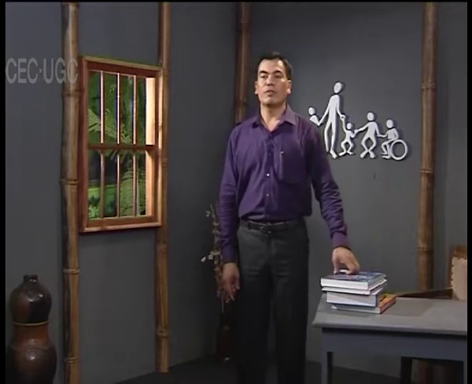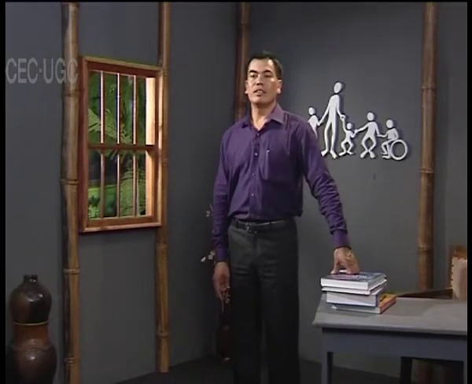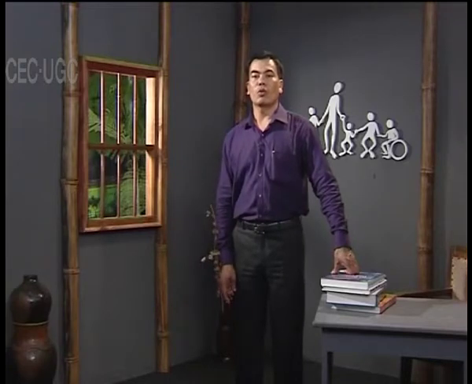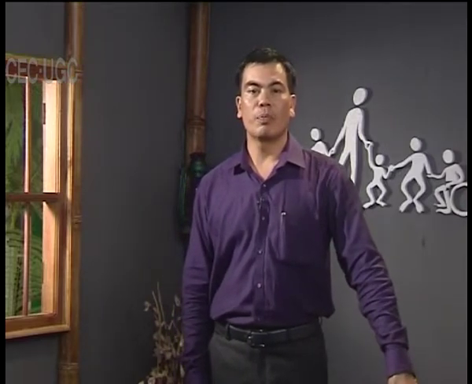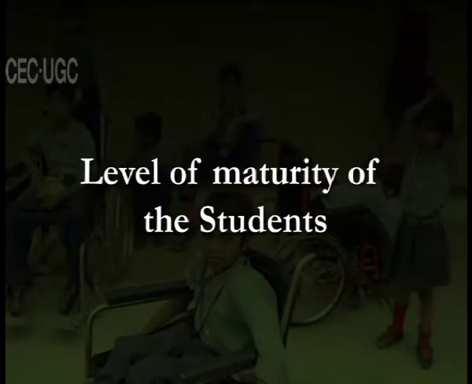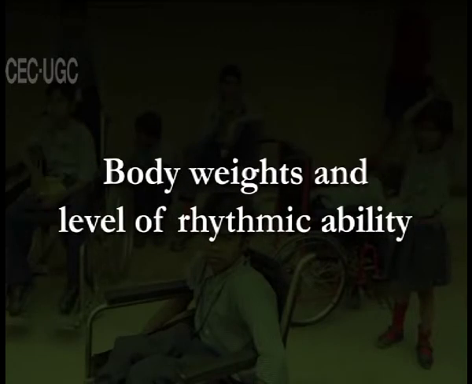One teaching strategy for students who need to develop beginning rhythmic awareness is to match these students with a peer or cross-age tutor. Matching students, with or without disabilities, with a partner requires careful consideration of many variables, including level of maturity of the student, student preference, body weight, and the level of rhythmic ability.